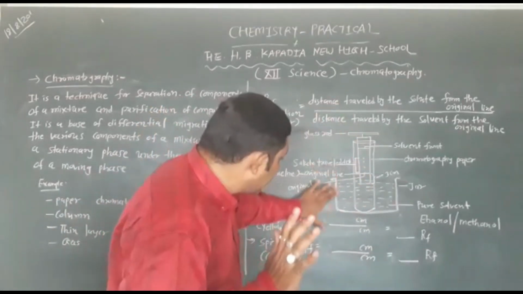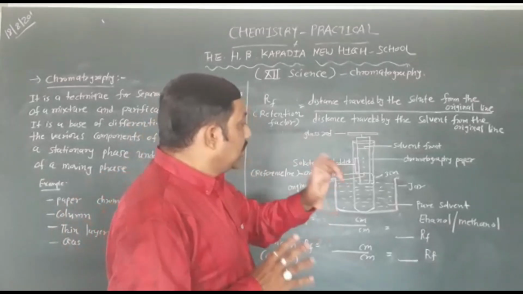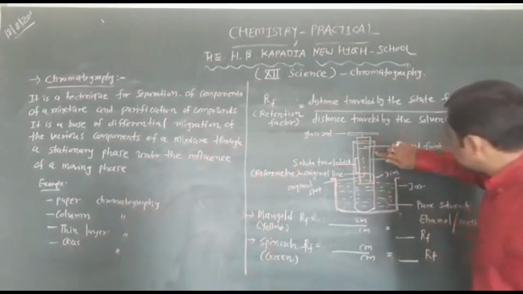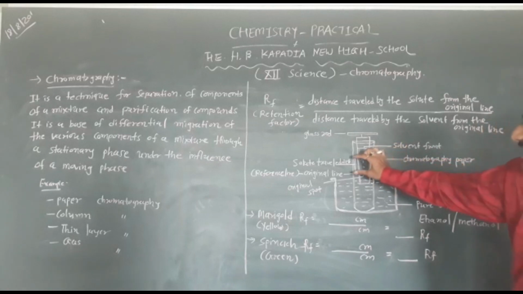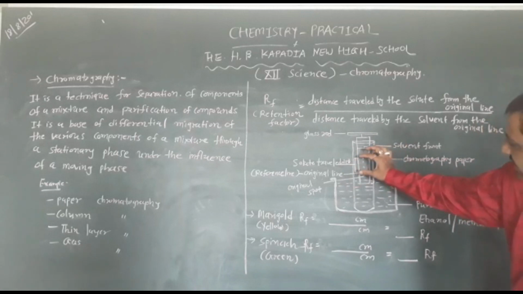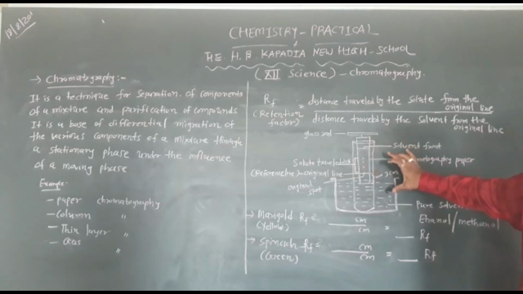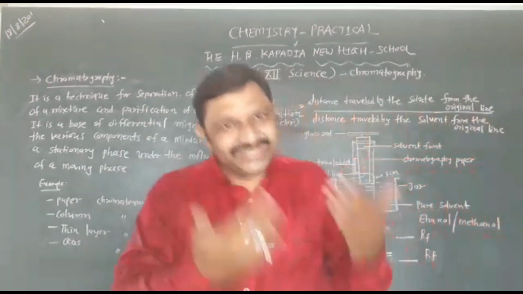So here is one type of method of paper chromatography. And look here, what happens? The solvent rises. Here is the area of the solvent, and here is the area of the solute traveled distance. Here is your solute traveled distance and here is your solvent front, here to here. Okay, so we will perform it practically now.